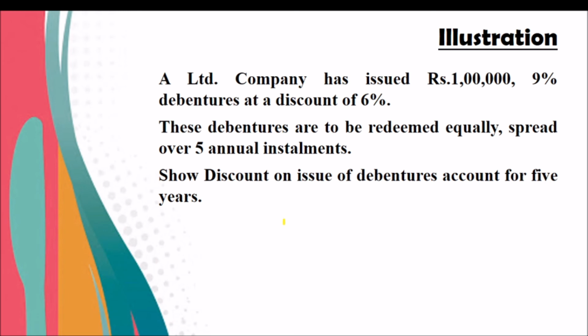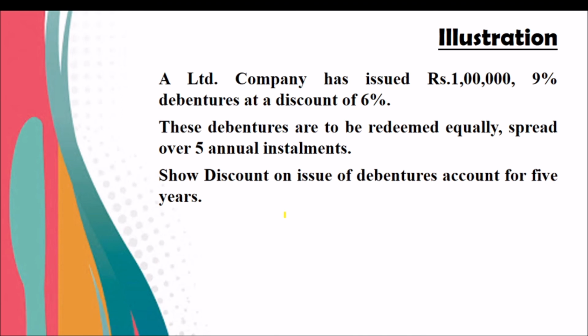A limited company has issued rupees 1 lakh 9% debenture at a discount of 6%. These debentures are to be redeemed equally spread over 5 annual installments. Show the discount on issue of debenture account for 5 years. So my dear students, depending upon the number of years the debenture is issued, within that the company has to adjust the loss amount. Within that particular maturity period, the company has to write off the amount of loss on issue of debenture.